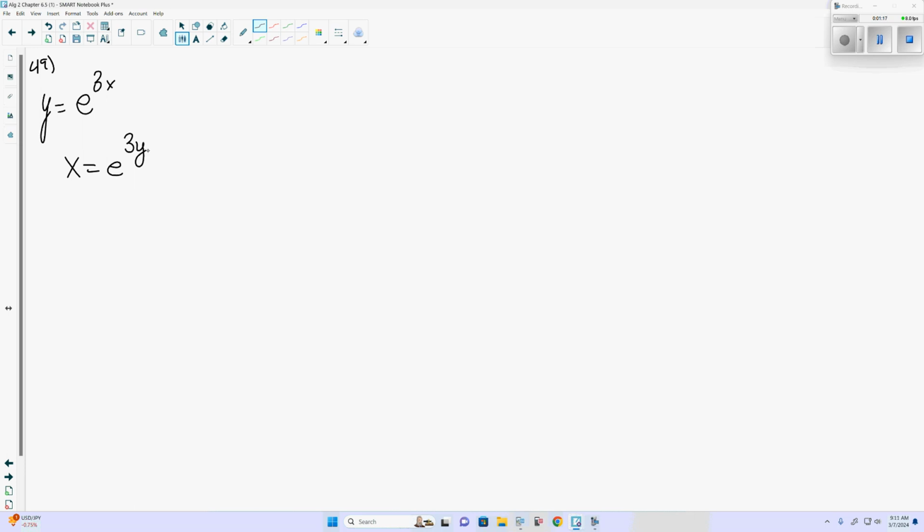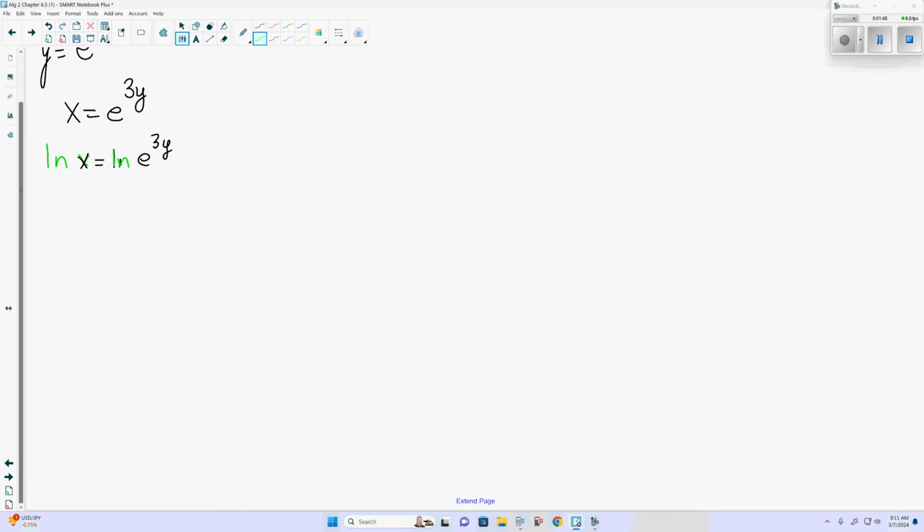Now there's two ways we can go about doing this. One is that we do the switching method, going from exponential to logarithmic with our e. The other way is, well, we apply ln to both sides. In e to the 3y, we apply the natural log to both sides.